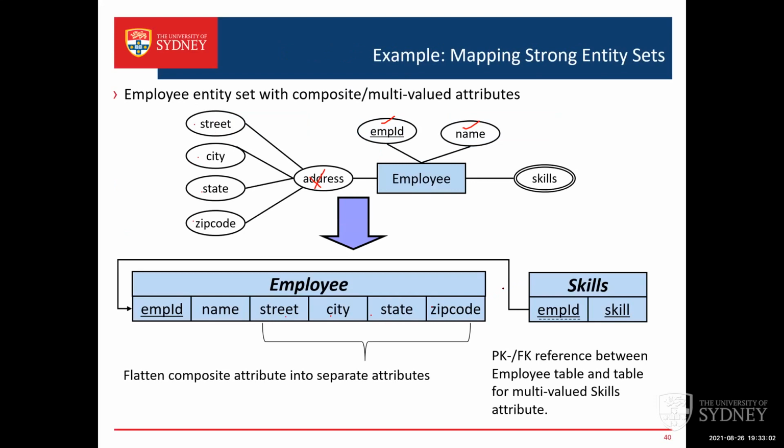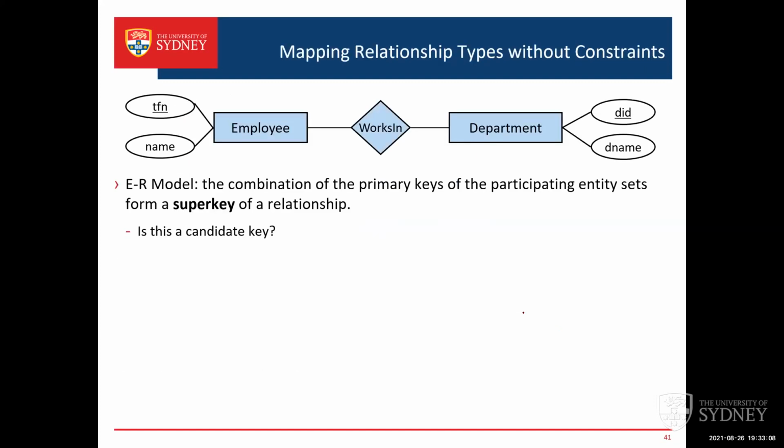Employee ID is a foreign key in skills. Yes, here employee ID is the foreign key. That's why we can see a dotted underline in here. Okay, so we now know how to create the employee table and the department table, right?